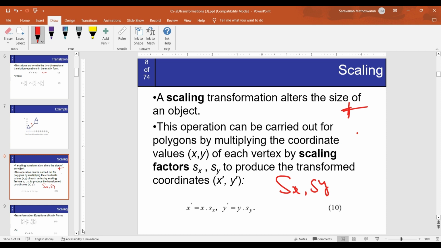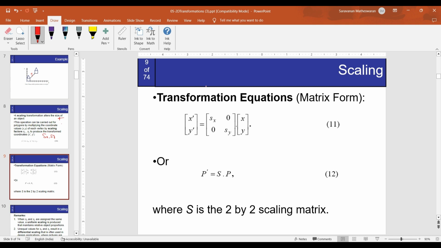The formula is similar, but the coordinates change: x dash equals x multiplied by s of x, and y dash equals y multiplied by s of y. For the transformation coordinates, we apply matrix format: x dash and y dash comprise s of x and s of y, with x and y. We can write the alternative equation as p dash equal to s into p, using the scaling factor given in matrix format.